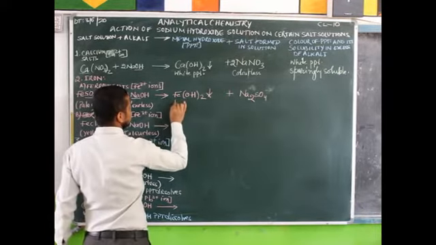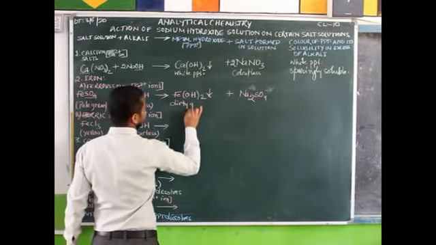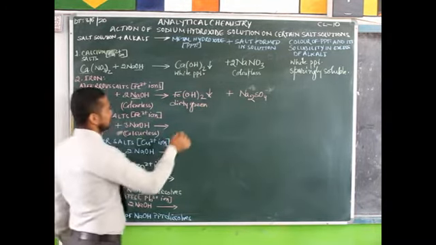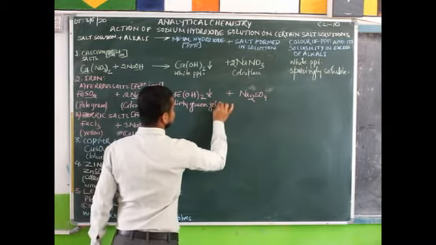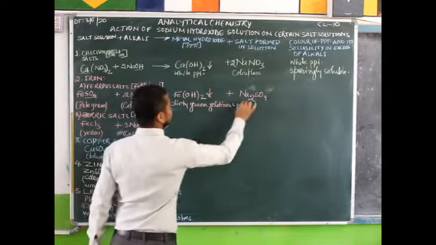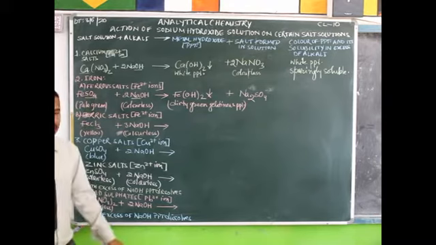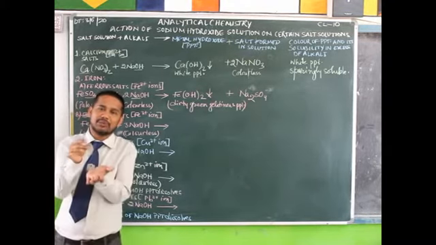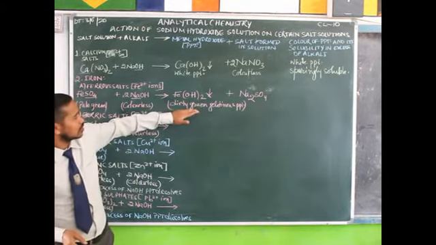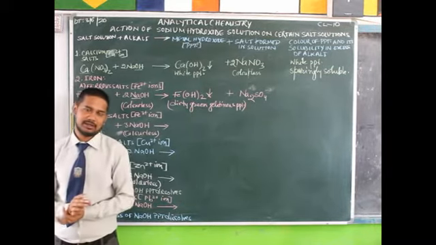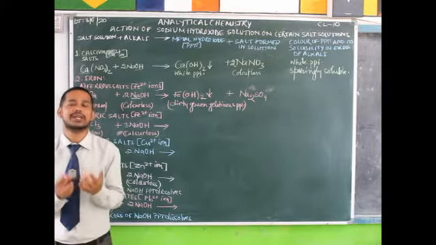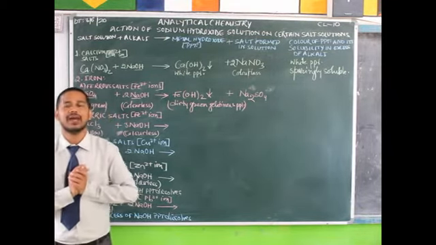So this is a dirty green gelatinous PPT. So we will get dirty green gelatinous PPT. Whenever we are adding sodium hydroxide solution to a given salt, and we happen to get a dirty green gelatinous insoluble substance, then we can be sure that the salt contains ferrous ion.